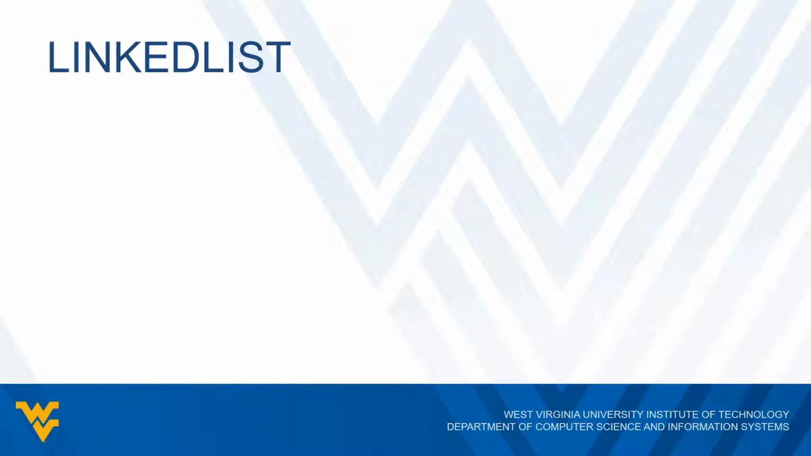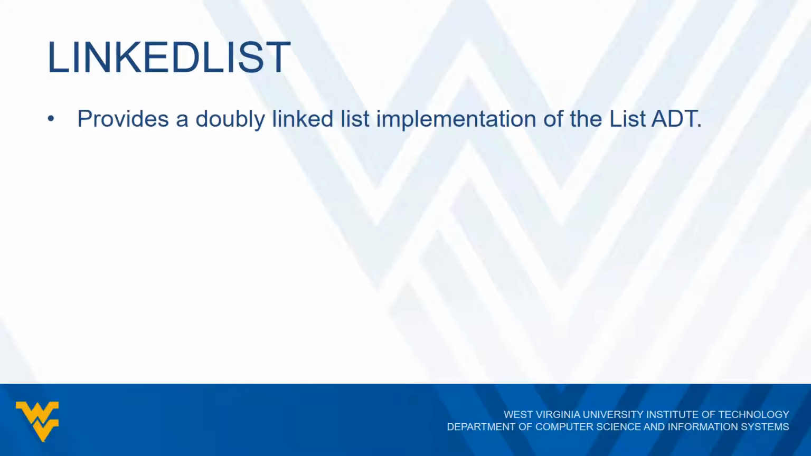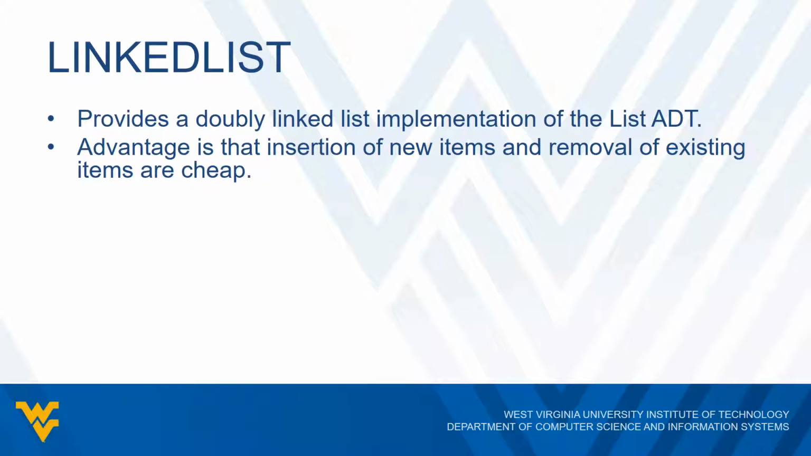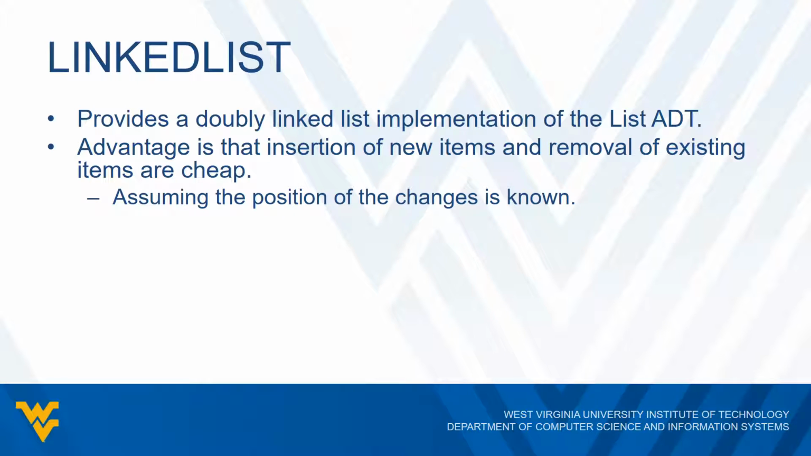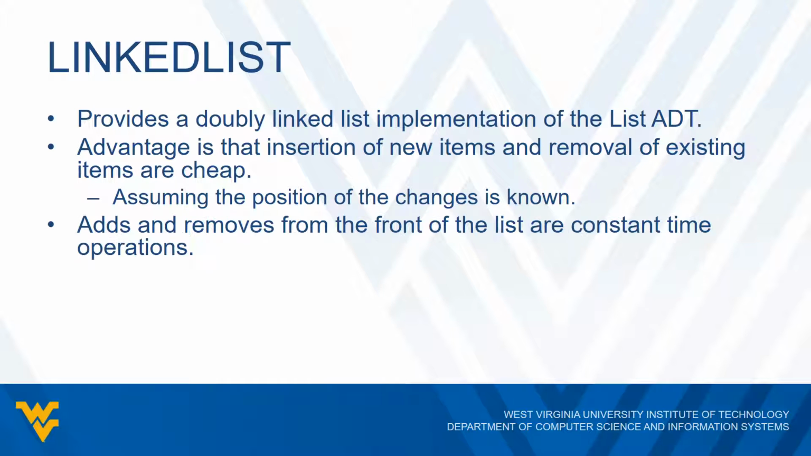With the linked list approach, it actually provides a doubly linked list implementation for the list abstract data type. And what's nice about this approach is that whenever we're inserting or even removing existing items, they are very cheap. Now, this is assuming that we know where those changes are going to take place. If we don't know where they are, that's a problem. But what this does mean is that adding and removing things from the front of the list are constant time operations.